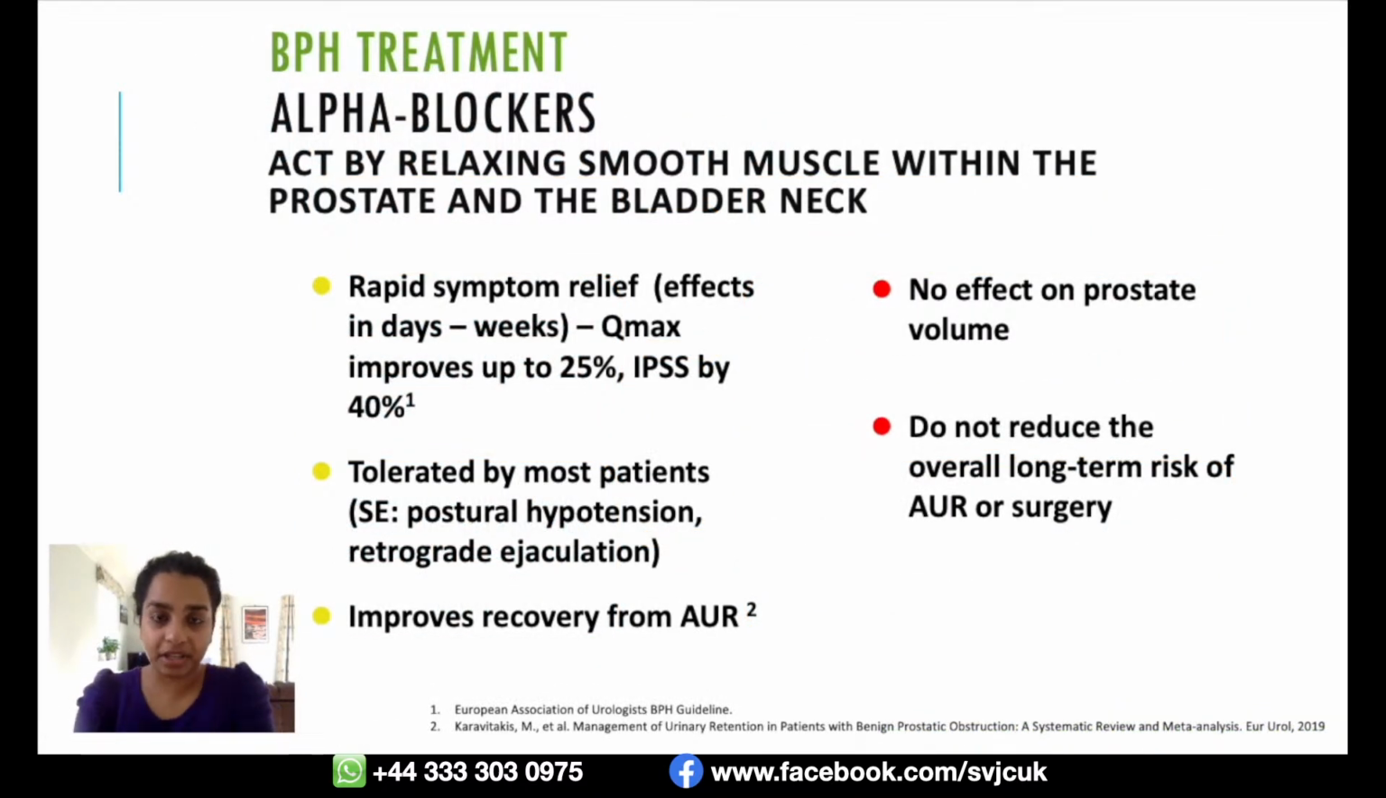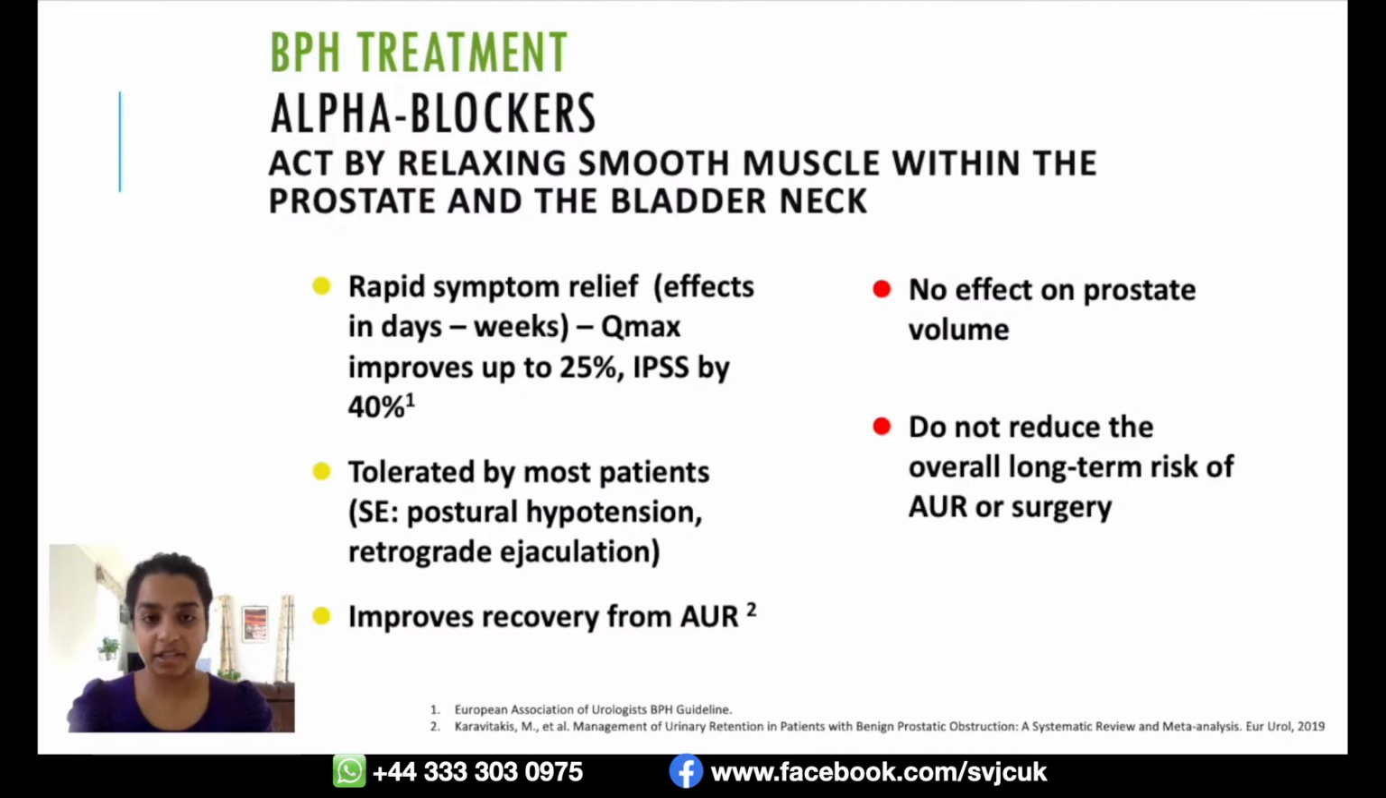Now I'll go into a little bit more detail about what these medications are. First is alpha blockers. These act by relaxing the smooth muscle within the prostate and the bladder neck. They have a rapid onset of effect. They tend to work within days, if not weeks. The Qmax can improve by up to 25%, and according to some studies and the European guidelines, the IPSS can improve by up to 40% on this medication.